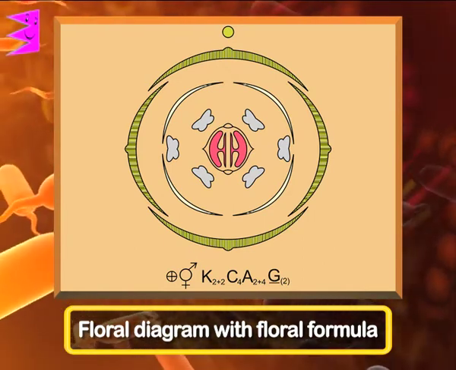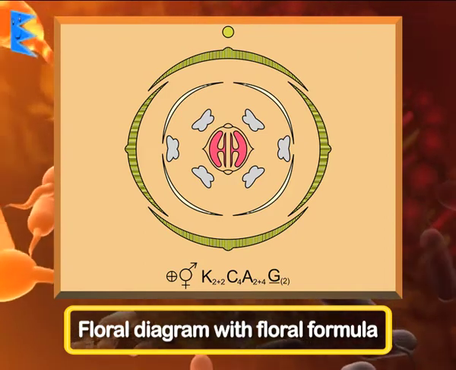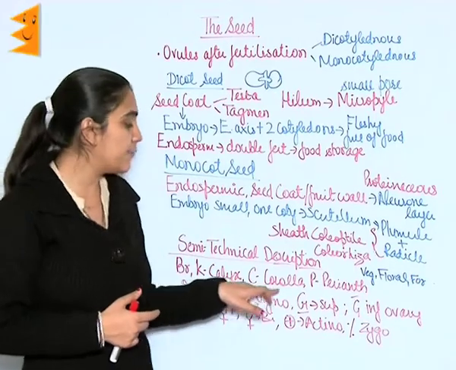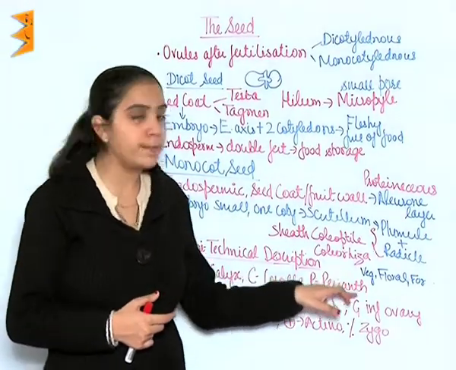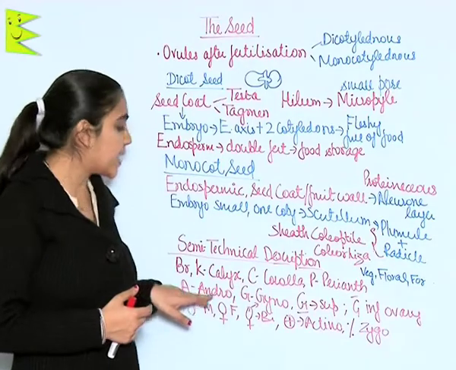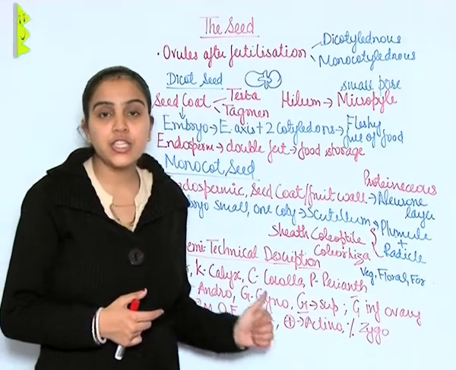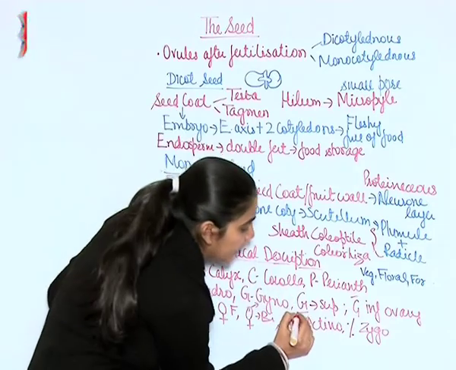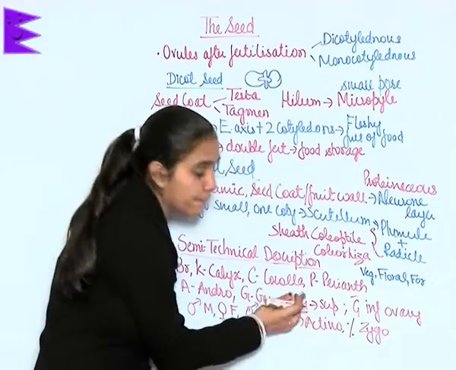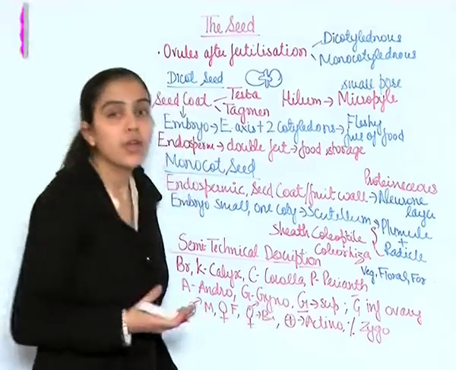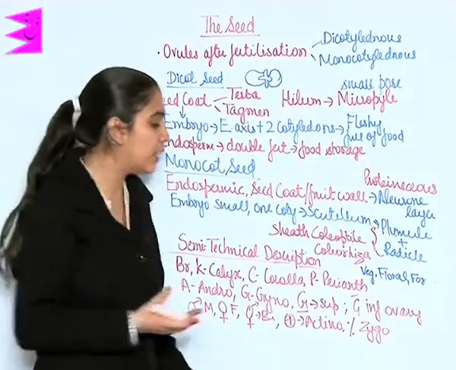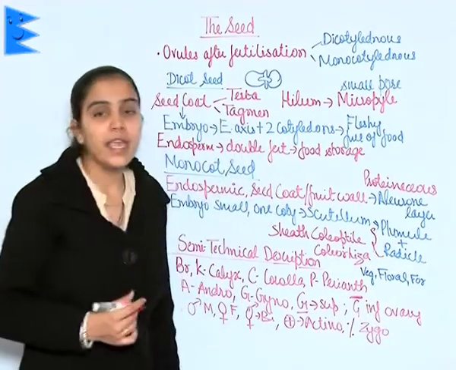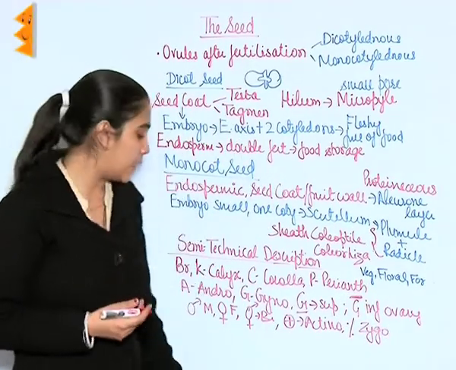Br stands for when the flower is bracteate. K stands for the calyx, C for corolla, P for perianth, A stands for androecium, G stands for gynoecium. If there is a line marked like this below G, it means the ovary is superior. If a line is marked like this above G, it means the ovary is inferior.